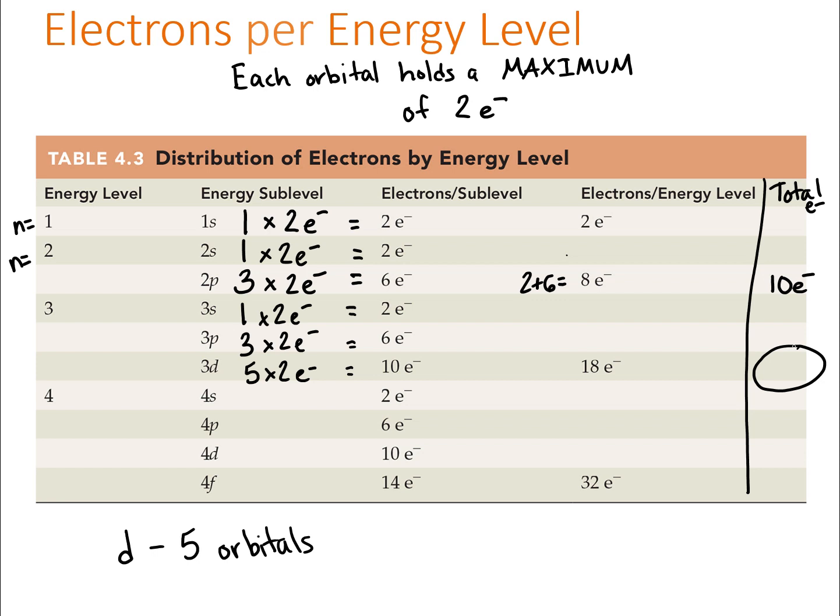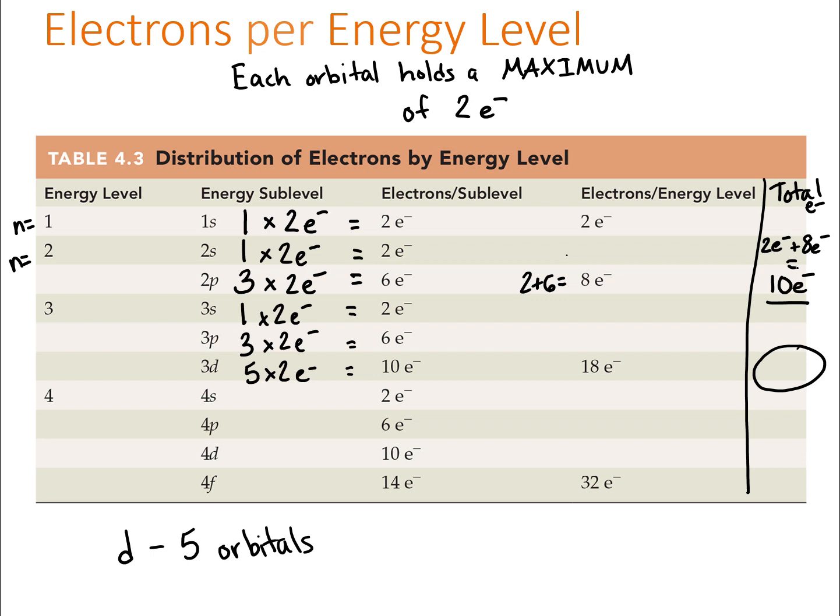So what we did here to figure out the 10 was we took all of the electrons in n equals 1, which was 2, and all of the electrons in n equals 2. We had the 2 in the 2s and the 6 in the 2p. That was 8. So we totaled that up to get 10.